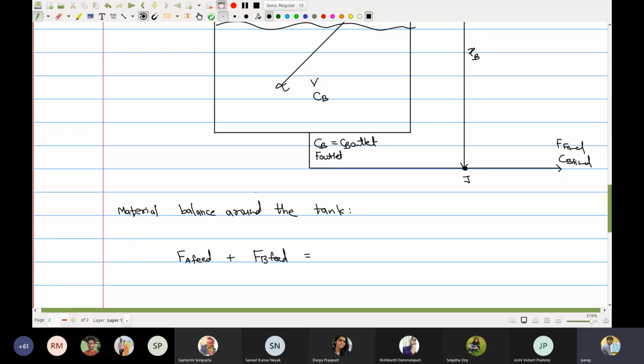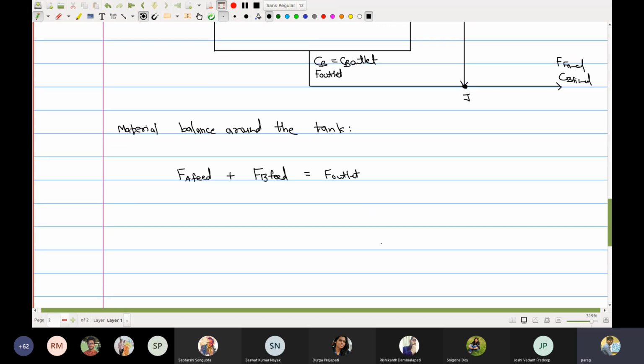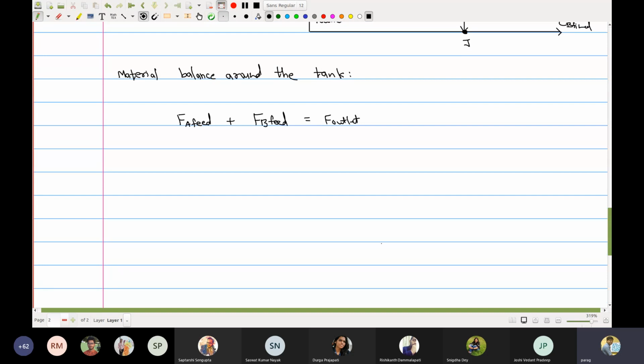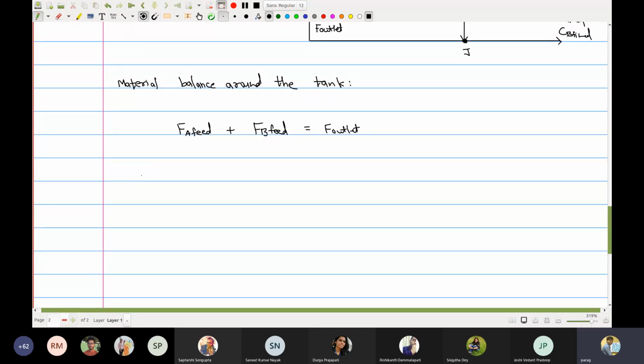So what's going to happen with the material balance around the tank? This is going to be equal to F outlet, right? Now, if anybody has any doubt or finds anything objectionable or a mistake, please feel free to point out. Since FA feed is much larger than FB feed, we can write F outlet is very close to FA feed, right?